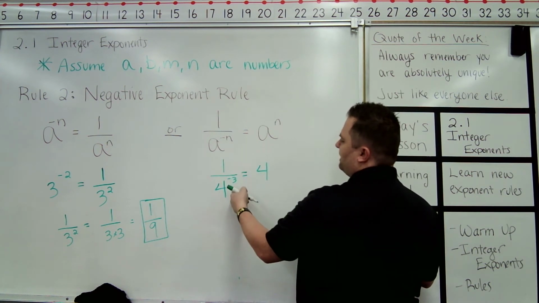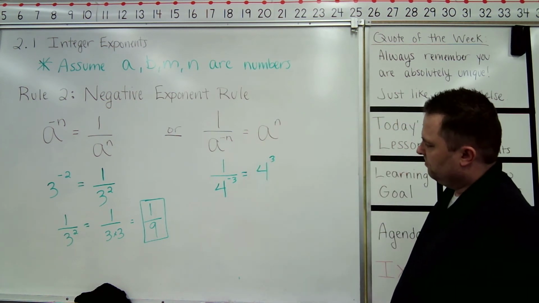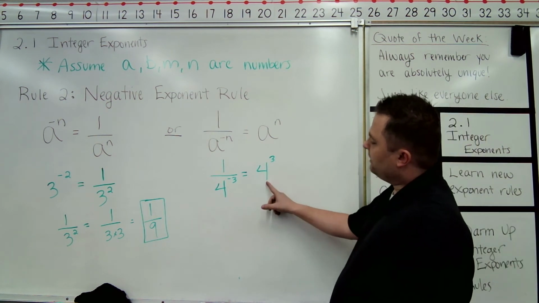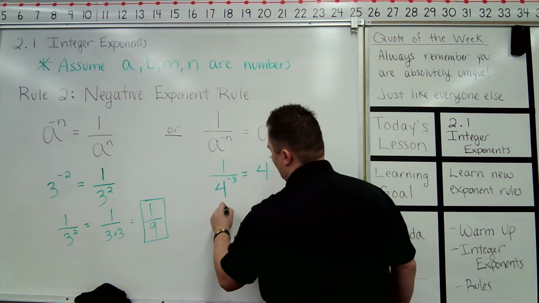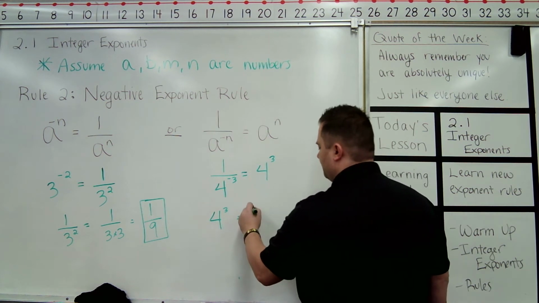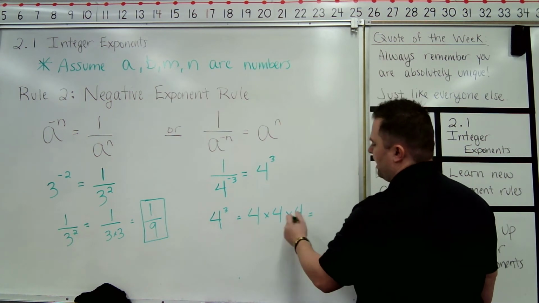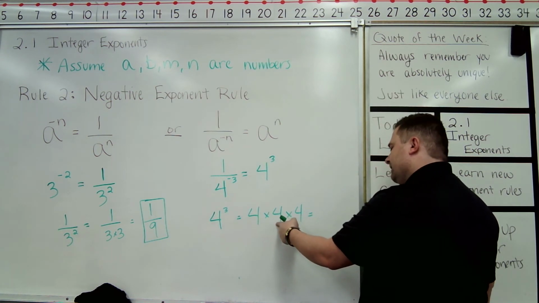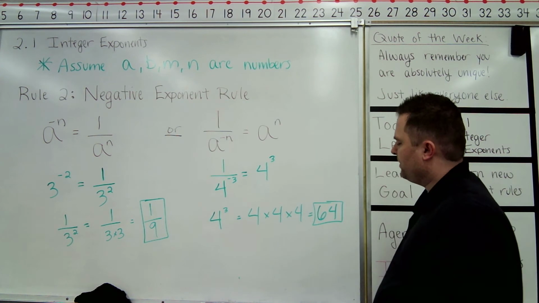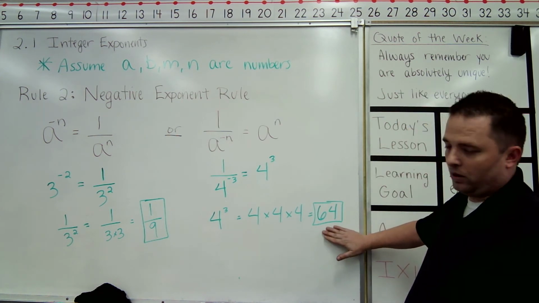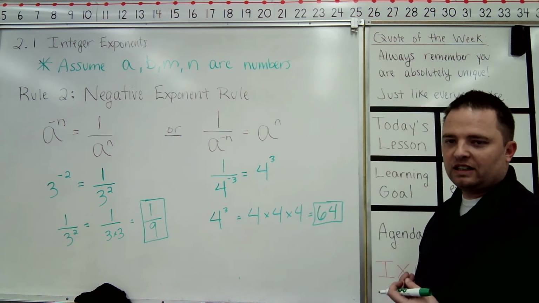And this is negative 3 is negative n, but now I get to change it to positive, so it's 4 to the third. Okay, this isn't the answer. This is only a rewrite, but I do know what 4 to the third is. I can think of that as a normal exponent. That's 4 times 4 times 4. And 4 times 4 is 16. 16 times another 4 is 64. This is my solution. I was able to get to 64 because I was able to rewrite it first to get rid of the negative exponent.